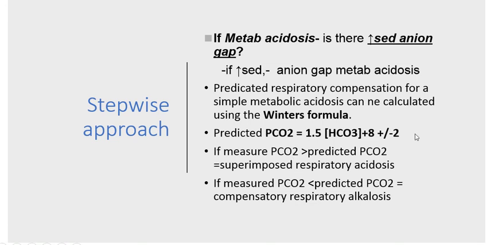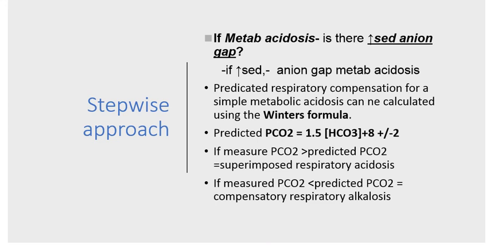If the measured partial pressure of carbon dioxide is greater than your range, that is 37, then that is a superimposed respiratory acidosis. So you have a mixed acidosis. You have a primary metabolic acidosis and a respiratory acidosis going on, right? If your measured partial pressure of carbon dioxide is less than the predicted, like we said, our range is 33 to 37. If it's less than 33, that gives us an idea that there's a respiratory alkalosis, a compensatory respiratory alkalosis.